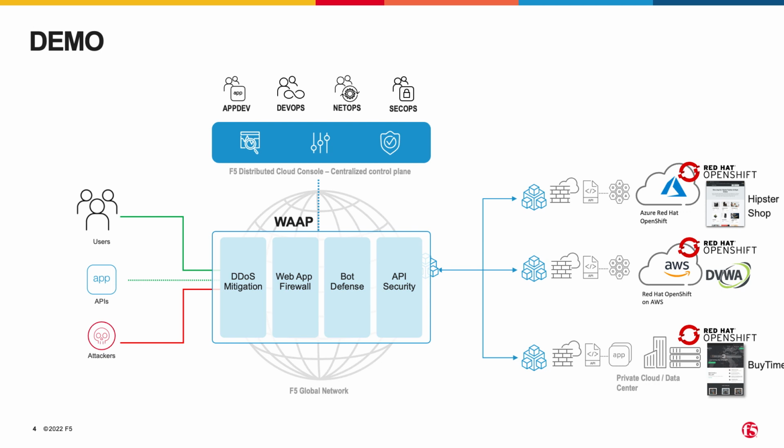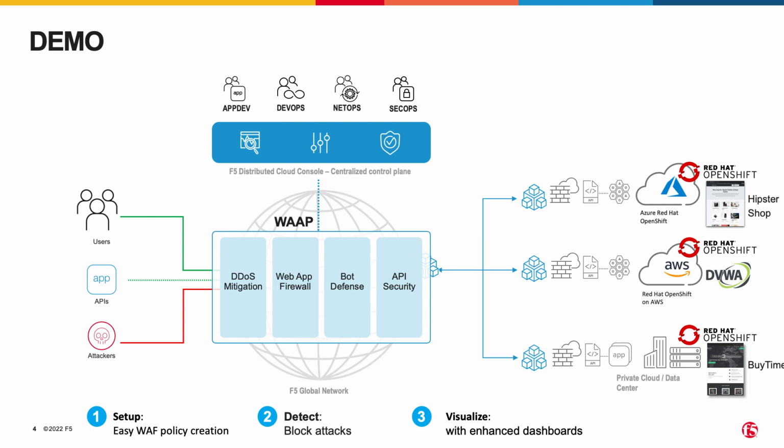We will do this through three simple steps. First, we'll create a web application firewall. Next, we'll attach the newly created application firewall to the existing load balancer. Then we'll test our WAAP through some simple attacks. And finally, we'll explore some of the visibility and security insights provided by the F5 Distributed Cloud dashboard.